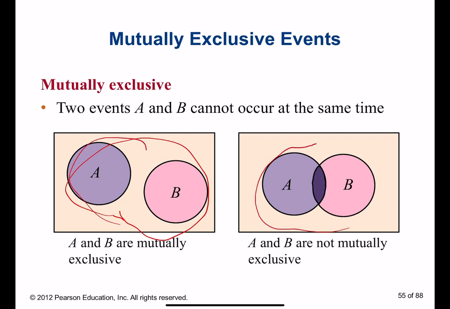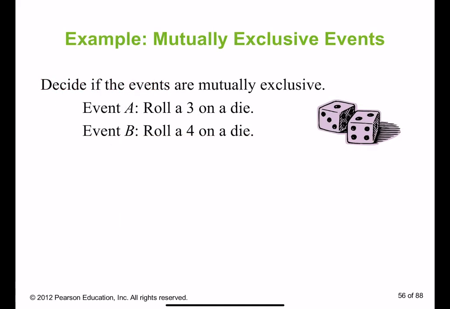But there are millions of events that are not mutually exclusive. Let's say what they can be. It can be sun and wind, right? It can be rain and sun. It can be female and engineer, right? They are not mutually exclusive. So, mutually exclusive events.